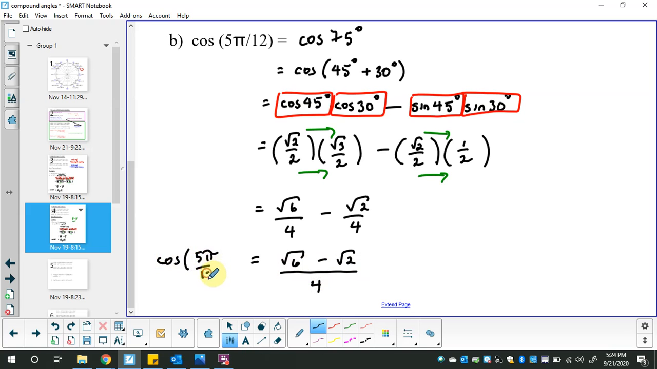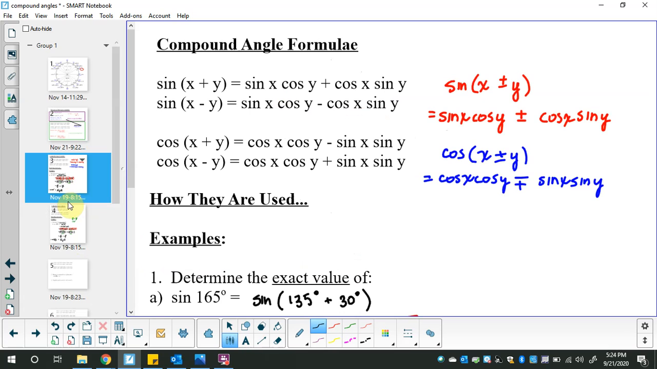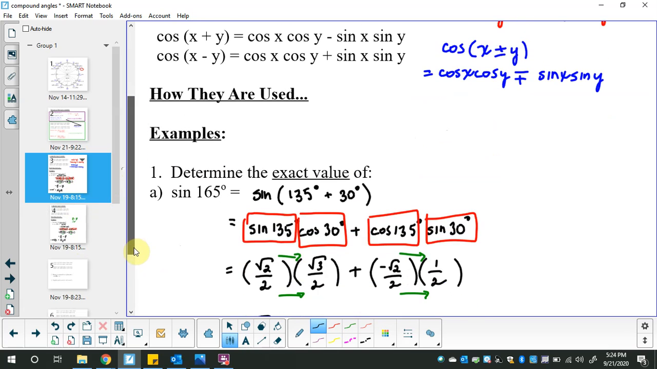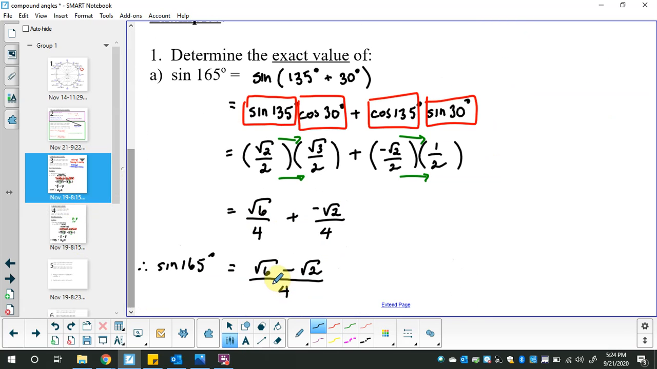And if you're thinking, oh wait, I remember that one, that was the exact same answer as this one, it should not surprise you. If you use the unit circle, you're going to get a bunch of root 6s and root 2s and 4s because you're repeating the use of the unit circle numbers.